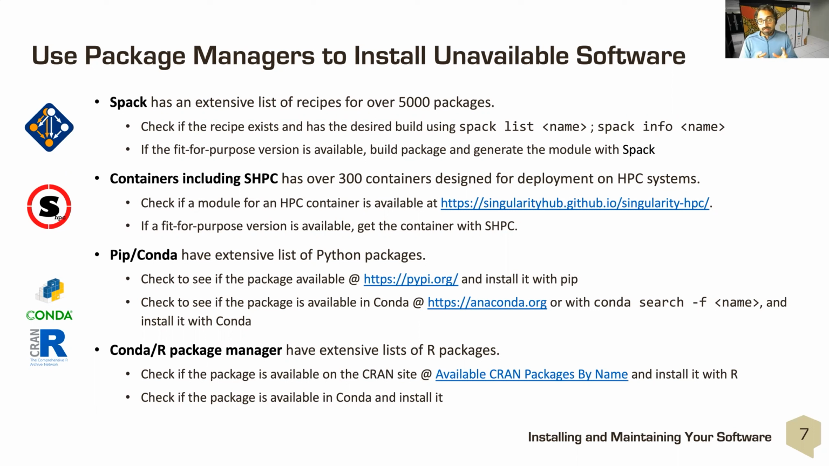Pip and Conda obviously have a very extensive list of Python packages, which is enormous. To see that a package is available, you'd have to go to pypi.org, and if it is available, install it with pip. Conda also has a large number of packages which you can search for. The Conda package manager is a bit more complex. It does more than just Python. Pip is kind of focused on Python. For R, which is another interpreted language, you can check to see if a package is available on the R CRAN site. You can search for it by name, or you could try to use Conda to install it.